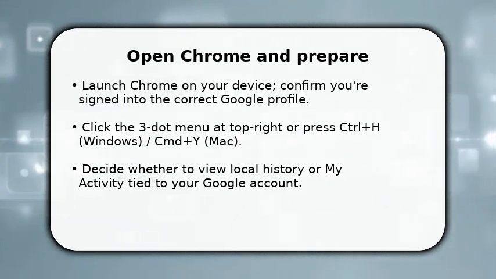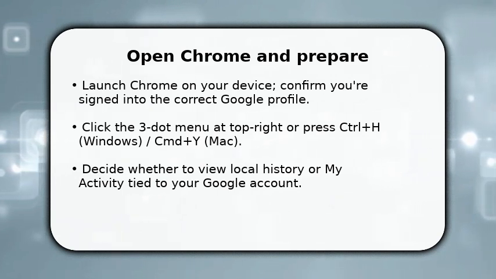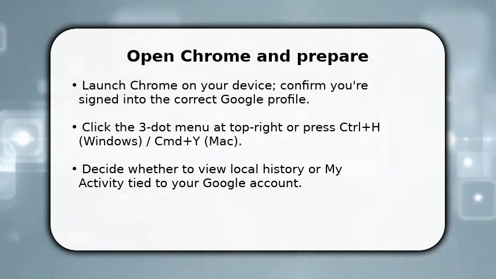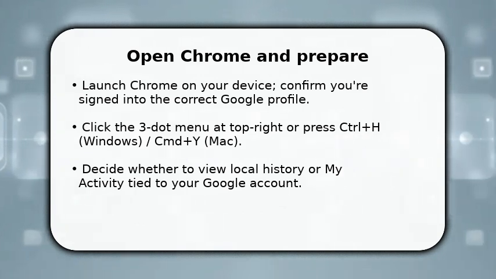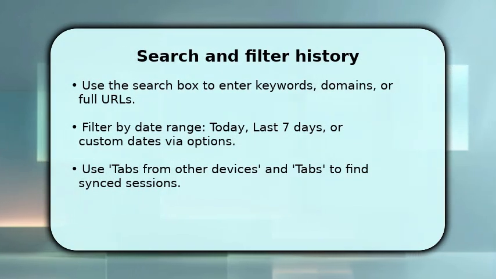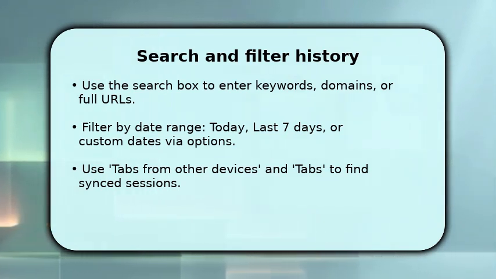Make sure to choose whether you need local browser history or your Google My Activity, because one shows only device data and the other includes sync searches. Once the history page is open, you'll use the search box to narrow results by keyword, domain, or full URL. This is faster than scrolling.